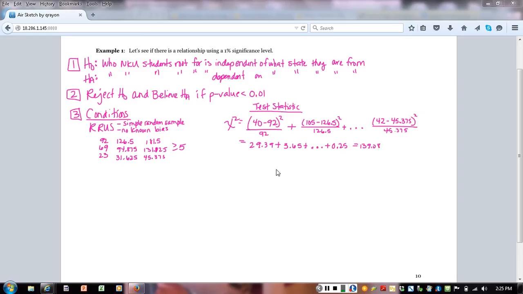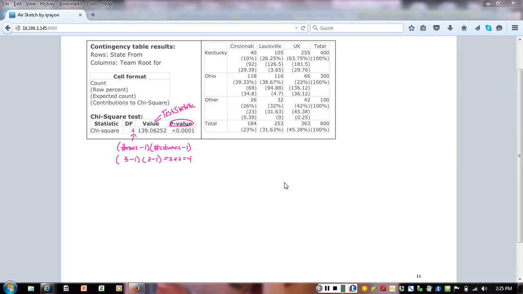Now we'll look at this 29.39. You'll actually see that number as part of the output. That's what that last value is, that contribution to chi-squared. So if I take my 29.39 plus the 3.65 plus the 29.76 and keep adding that last value for each of those cells together, that's where that 139.08 number is coming from.